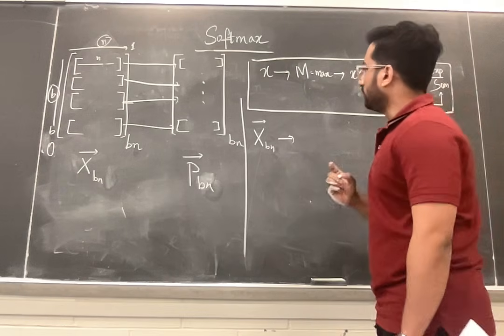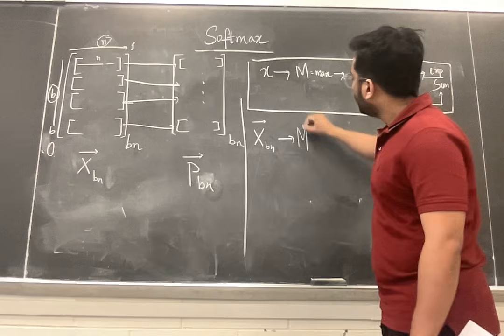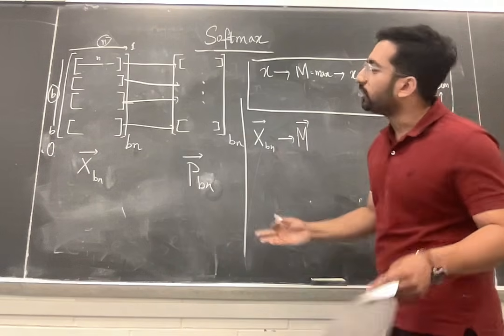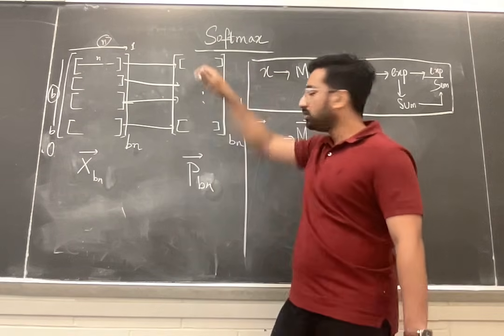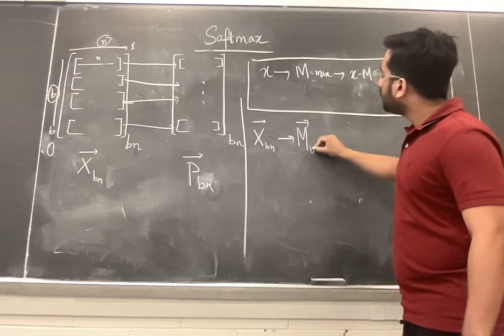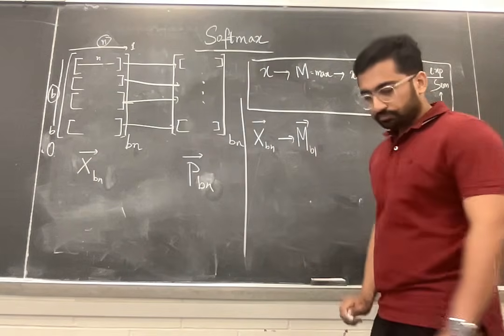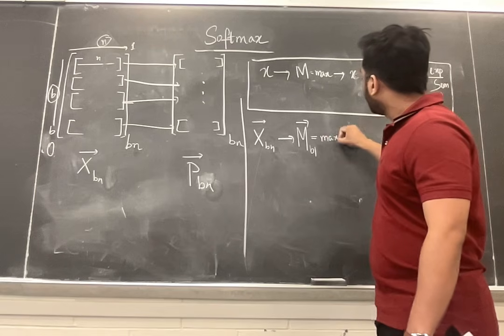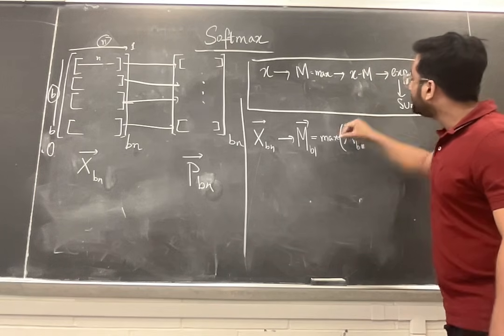And what do we want? First, we are going to have the maximum. So we calculate M again, but the maximum of what? We want the maximum along each of the rows. So M will be of dimension B, but also have one column, so B1. And this will be the maximum of naturally this entire XBN, but there is a catch.